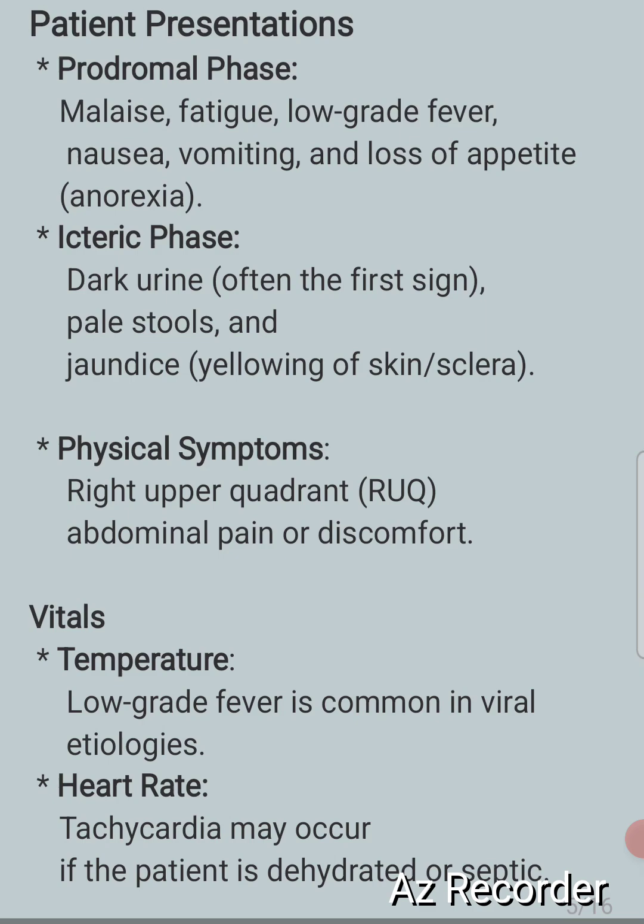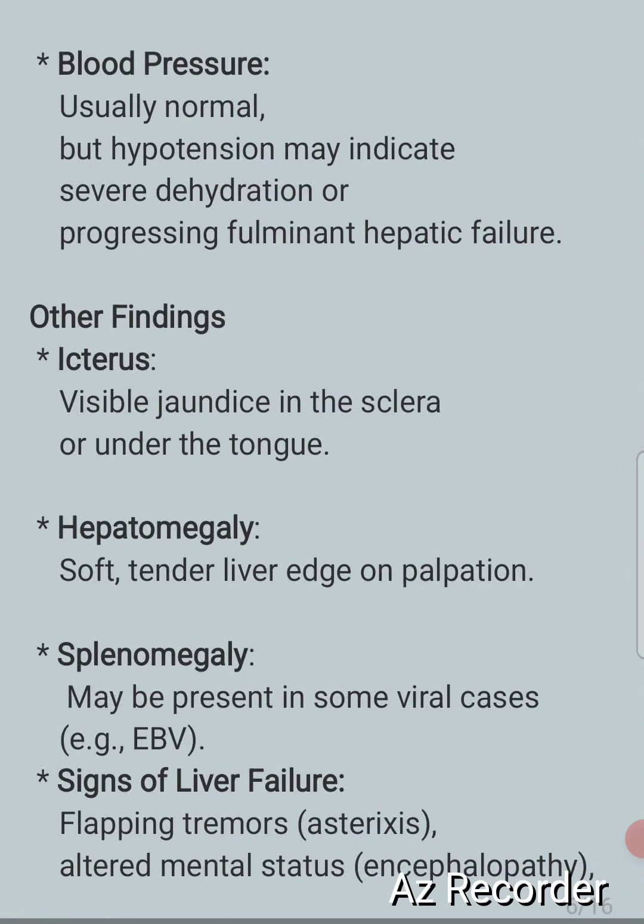Physical symptoms include right upper quadrant pain, abdominal pain, or discomfort. The vitals: temperature, the patient can have a low-grade fever, which is common in viral etiologies. Heart rate, the patient can have tachycardia if dehydrated or septic. Blood pressure is usually normal, but hypotension may indicate severe dehydration or progressing fulminant hepatic failure. Other findings are icterus, which is visible jaundice in the sclera or under the tongue.